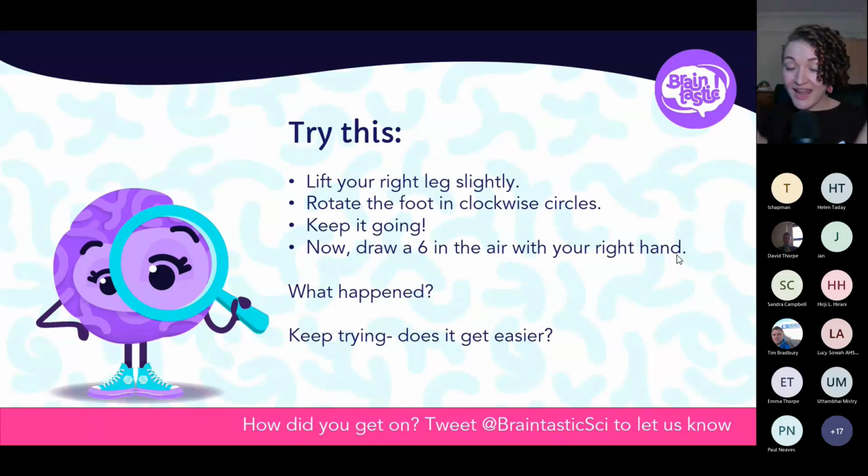But hopefully, as you're practicing it, you're noticing that's starting to change. Has anyone managed to do it yet, to keep their foot going clockwise while they're drawing the 6? Anyone managed to do it yet? Roughly? Yeah, almost? Just once. Brilliant. So you are noticing that the more you practice this, the better you get at it. And that's changing connections in your brain.